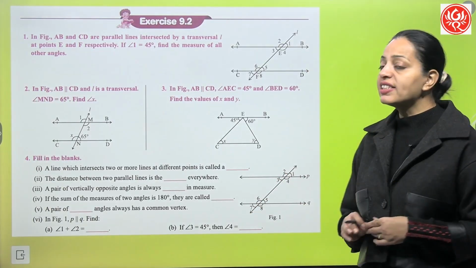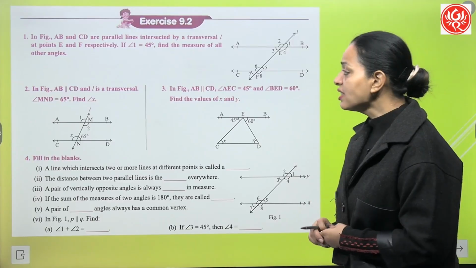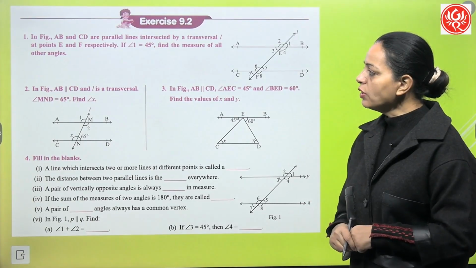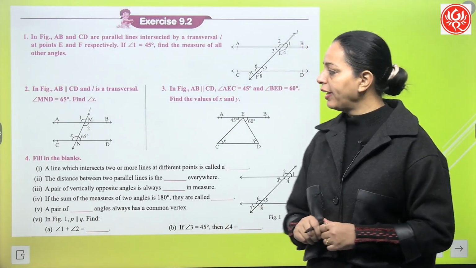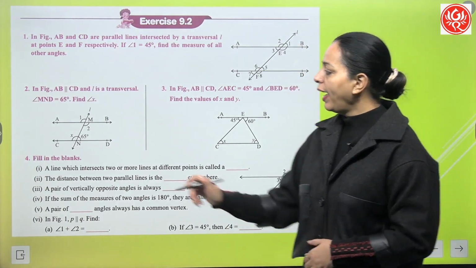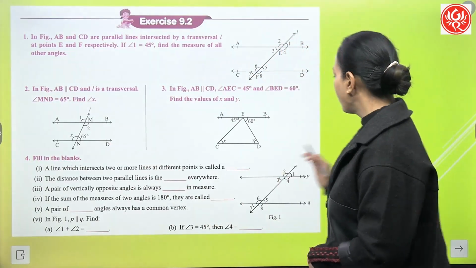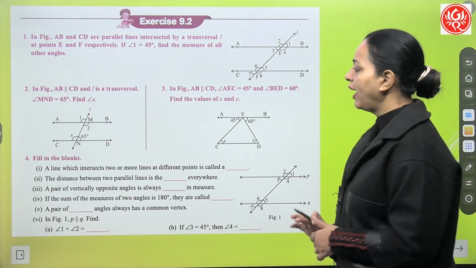Now come to exercise 9.2 based on such type of examples. Now see over here, second question. In figure AB parallel to CD and L is a transversal and one angle is given 65 degree. Find x.